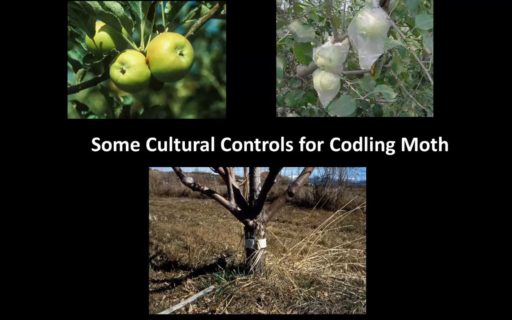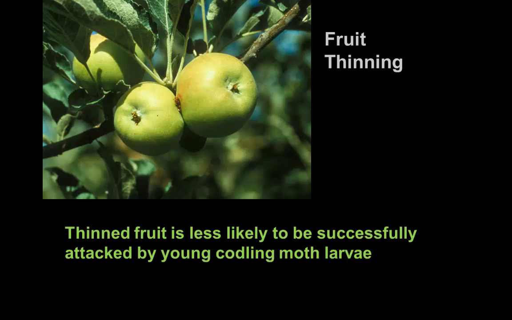Now, there are also some cultural controls. If you can't spray the trees, and this would be difficult, or don't wish to, you can try some other things. The codling moth is quite an aggressive insect pest and is difficult to control very well with cultural methods alone, but there are some things that certainly can help reduce numbers and damage caused by this insect.